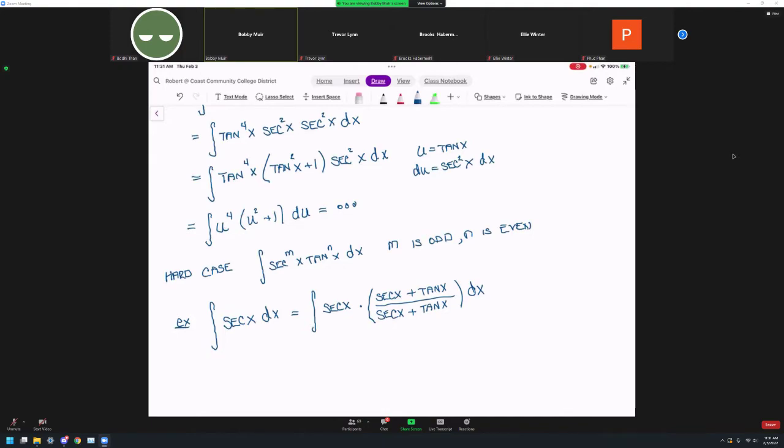Okay. So then we multiply it out. We've got secant squared x plus secant x tan x in the top, and then I'm going to switch the order of the bottom just so you see clear as day what's going on here.